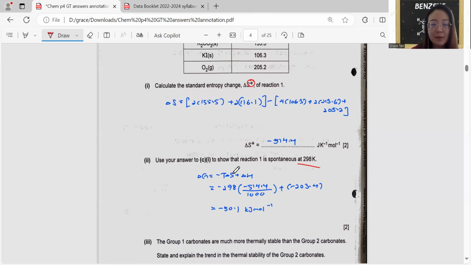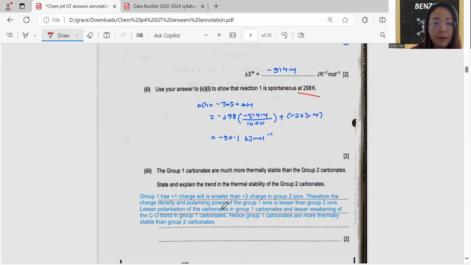Now remember, don't make this careless mistake. Entropy is in joules. You need to convert to kilojoules. So 514.4 divided by 1000, and then you plus delta H. So for that delta G, everything will be in kilojoules per mole. So when delta G is negative, it is spontaneous at 298, only at the particular temperature.